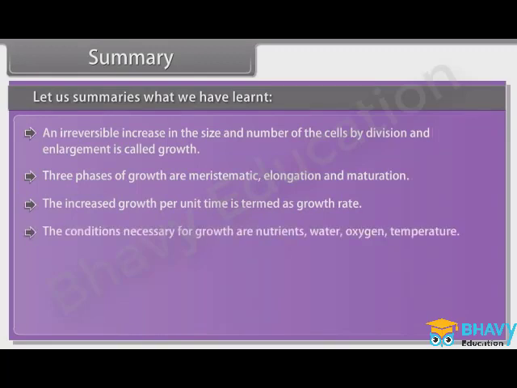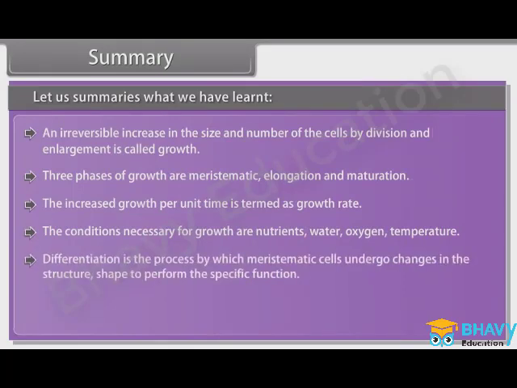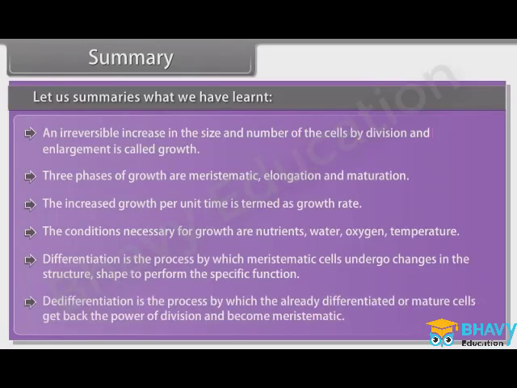The conditions necessary for growth are nutrients, water, oxygen, temperature. Differentiation is the process by which meristematic cells undergo changes in the structure and shape to perform the specific function. Dedifferentiation is the process by which the already differentiated or mature cells get back the power of division and become meristematic.